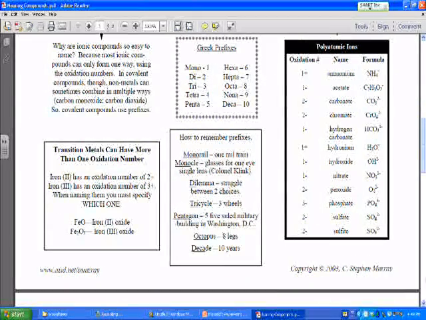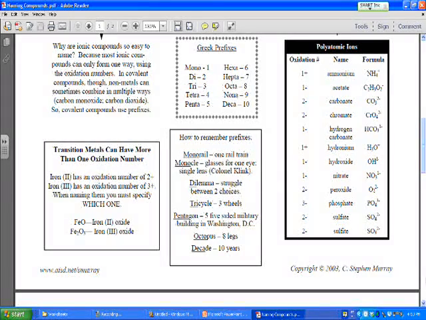Okay, I've moved down on our worksheet, so now you can see the Greek prefixes. Those are what you use in front of the names of elements for covalent compounds. It also gives you some hints on how to remember them. You will have to memorize those Greek prefixes for the test. Then you have a polyatomic ion chart to the right, and those are just some common polyatomic ions that you've seen before. Now, you will not have to memorize those. I will give you a chart of those for the test, so don't feel like you have to memorize those.